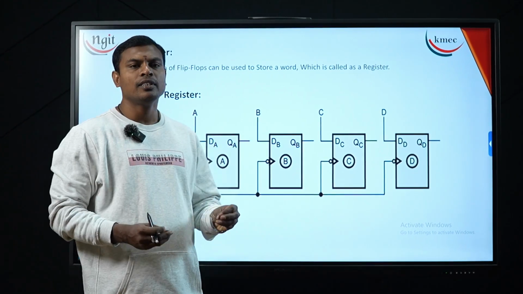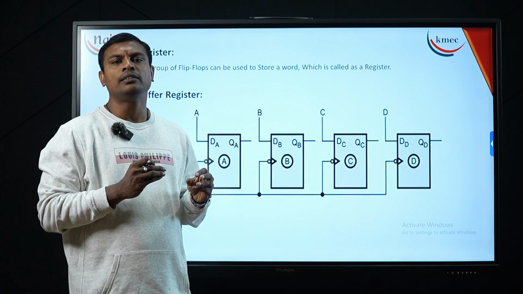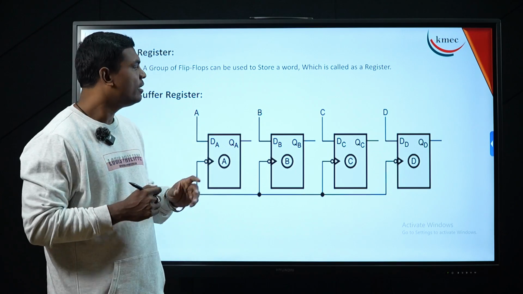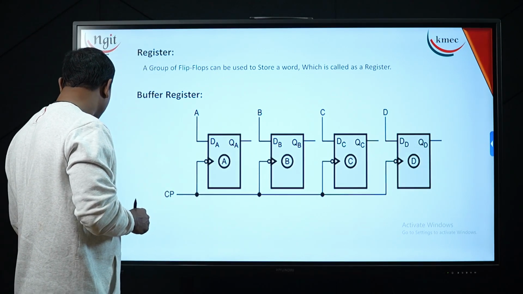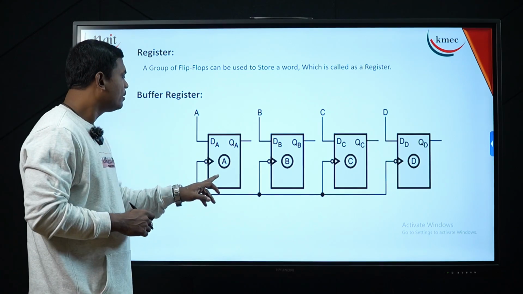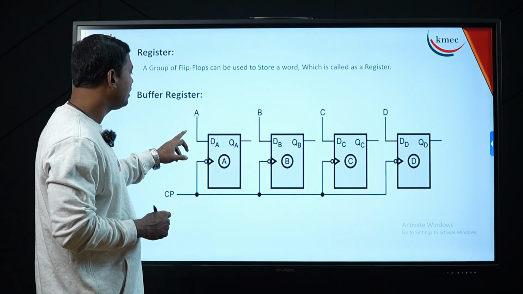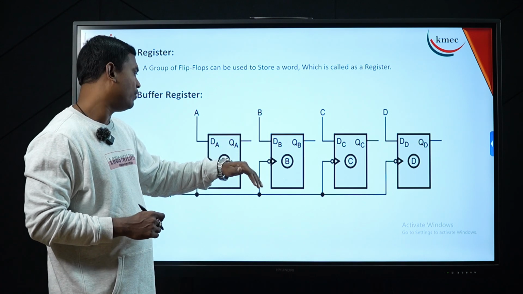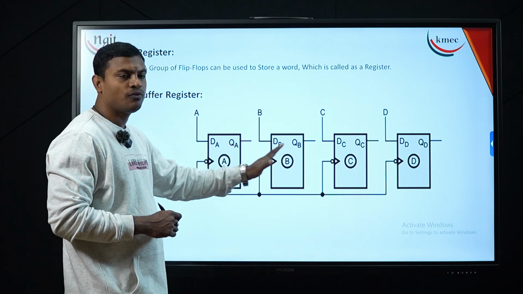Now the word can be stored directly onto a register, or else we can control a reading operation as well as a writing operation onto a register. Both the things I can explain here. Now you can see here this is the buffer register, where 4 letters are coming onto my flip-flops. These 4 letters will be stored onto 4 flip-flops here.